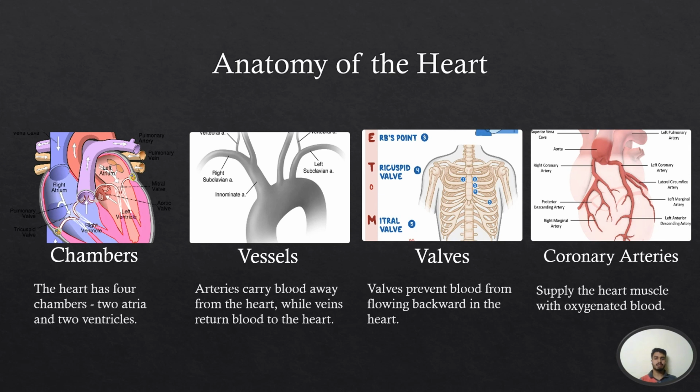Next we shall learn about the vessels. Vessels are of two types: arteries and veins. Arteries are the ones which carry the blood away from the heart, and the veins are the ones which carry the blood towards the heart. Valves are the most important parts which prevent the backflow of the blood. And next, the coronary artery. The coronary arteries are the ones which carry the oxygenated blood to the walls of our heart for their proper functioning.